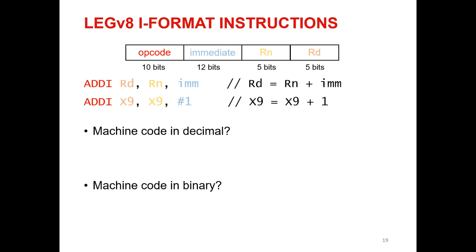Let's see an example. So here we have, again, the operation code, in this case for the add I instruction, then register destination, in this case here, register input 1, Rn, which goes here in yellow, and then the immediate value. And I have also added an example here. In this case, we are adding 1 to register 9. Okay, so now I'm asking you a similar question than before. Could you convert this instruction to decimal code?